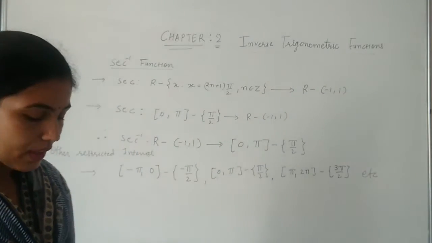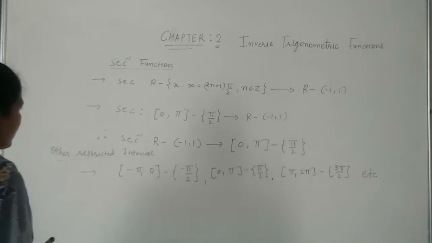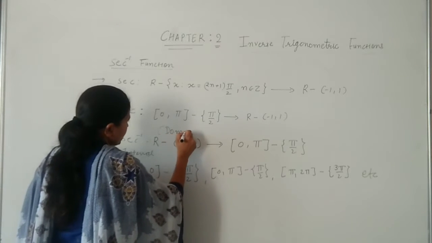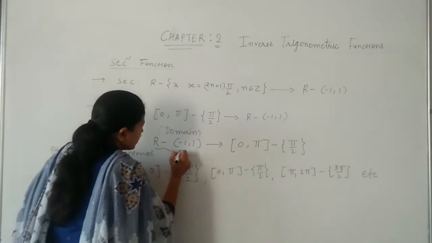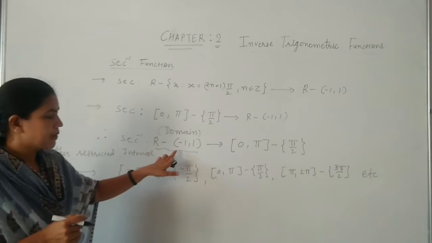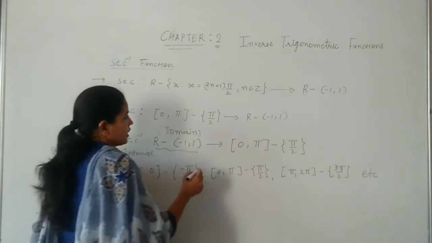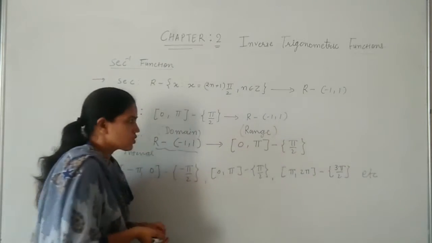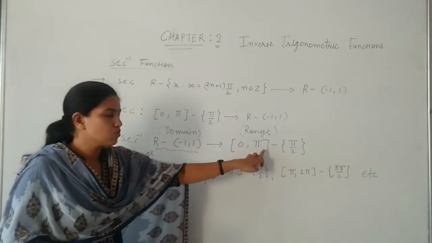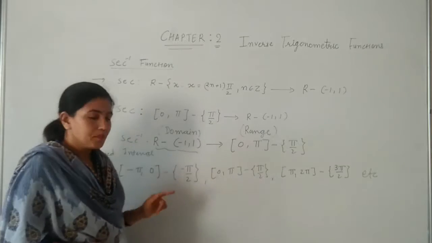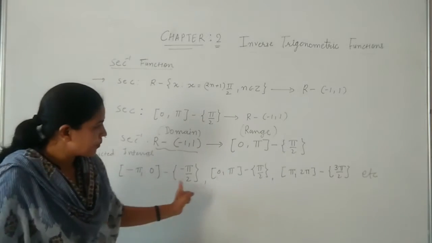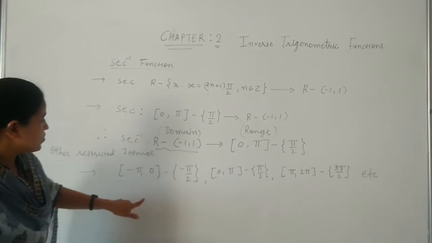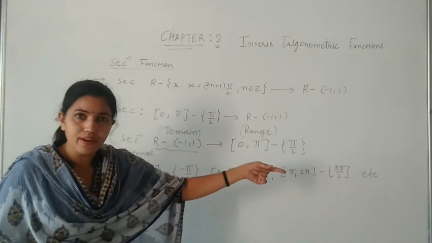So now next, we have seen two things. First, which one is the domain of the sec function? R minus (-1, 1). This is a range of the sec inverse function, that is 0 to pi minus pi by 2. But here you can see there are so many intervals where our sec function is restricted, and hence we can see there are so many ranges you can find out.